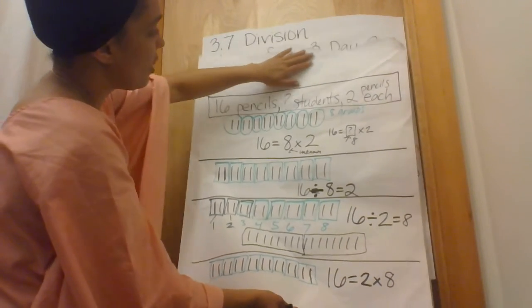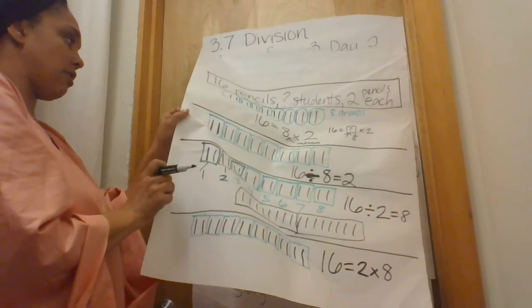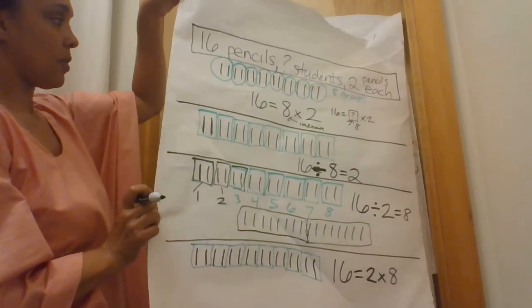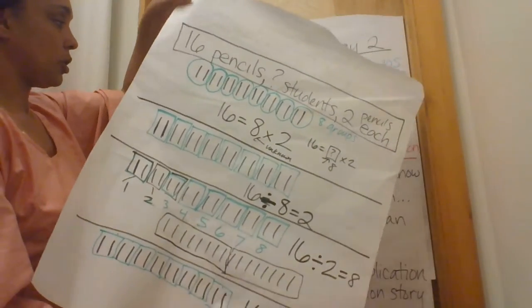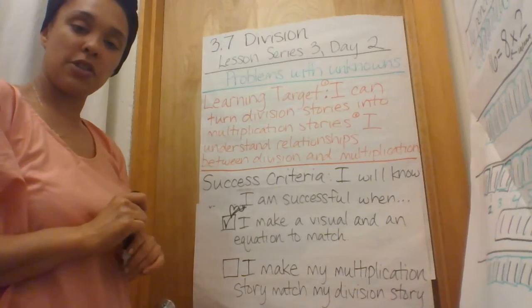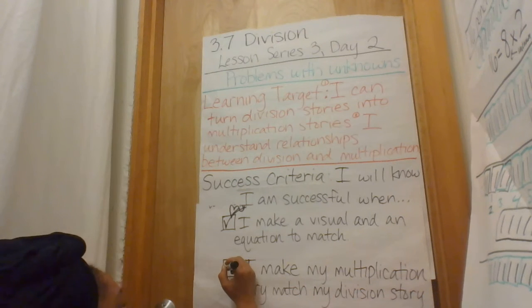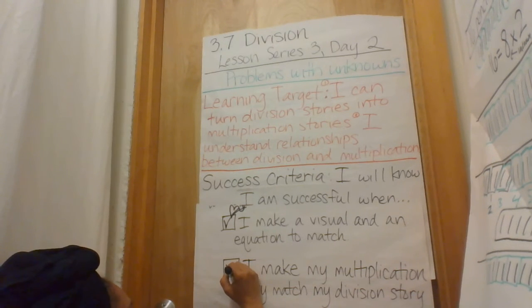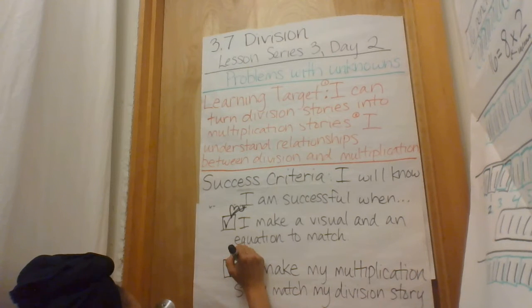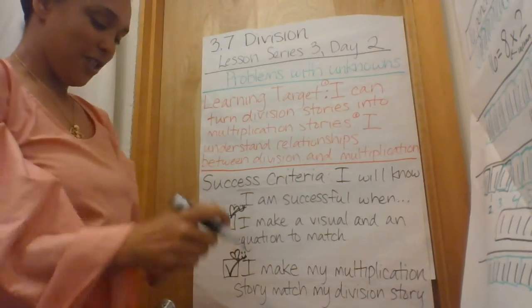So we can see here through our success criteria that we were able to focus on our learning targets, right? So what did we do today? We turned our division stories into multiplication stories. And now we understand the relationship between our division and multiplication. We were able to go over our success criteria, and I forgot to check off this box. Don't forget to check off yours with a little cool design. There. I like to put happy faces on mine. So there we go, right?